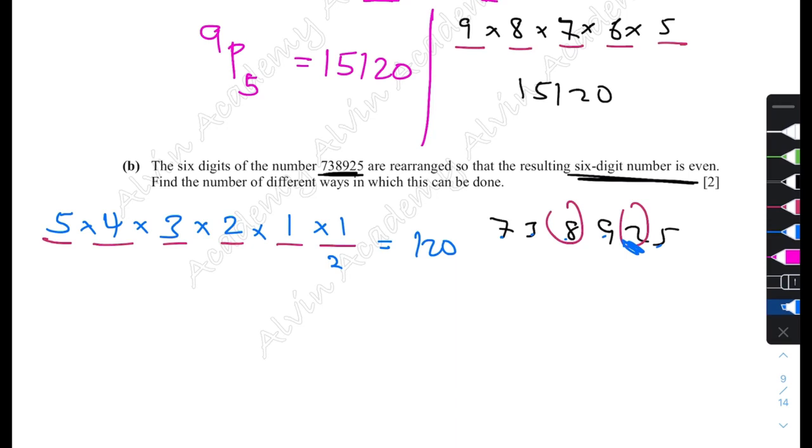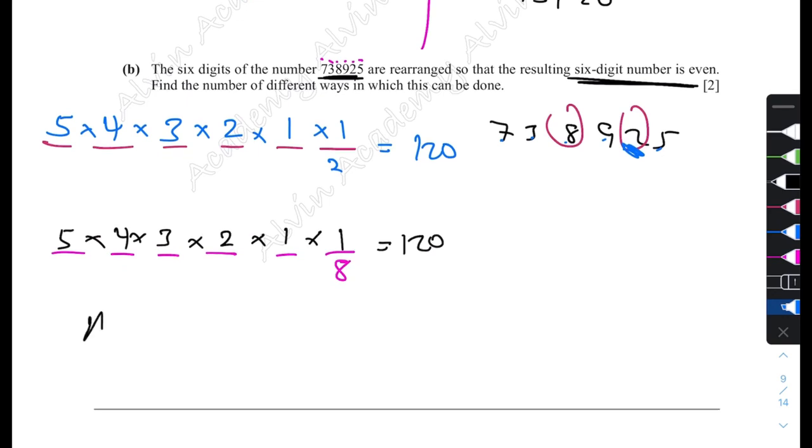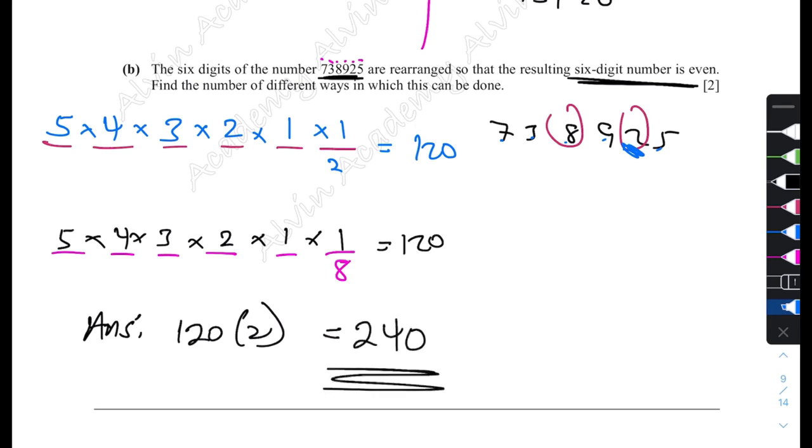You can also do when it is ending with 8. It's also even, right? So you have 6 slots: 1, 2, 3, 4, 5, 6. If it ends with 8, there's only one way to select 8. Those remaining 5 will fill here, the remaining 4, the remaining 3, the remaining 2, the remaining 1. That will also give you 120. So your answer is basically 120 times 2, giving you 240 different ways that you can rearrange this to get an even number. All right, and then you are done.